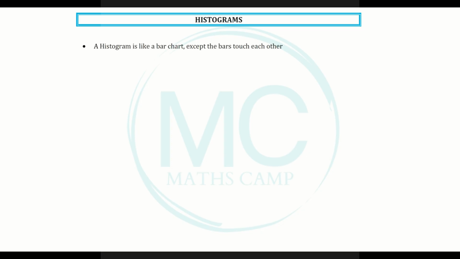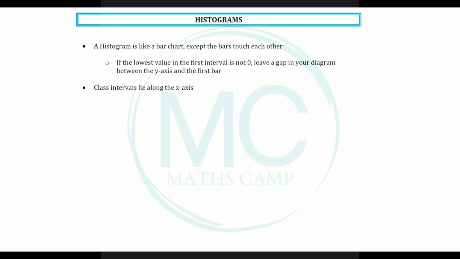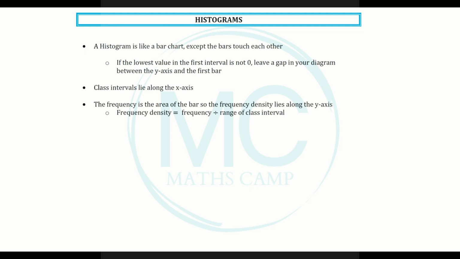A histogram is like a bar chart, except the bars touch each other. If the lowest value in the first interval is not 0, leave a gap in your diagram between the y-axis and the first bar. Remember that class intervals lie along the x-axis. The frequency is the area of the bar, so the frequency density lies along the y-axis. To find frequency density, we divide the frequency by the range of each class interval. Don't forget to label both of your axes. You will lose marks in your exam if you don't.